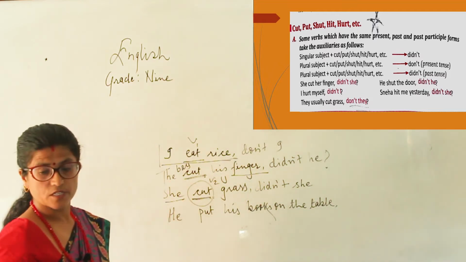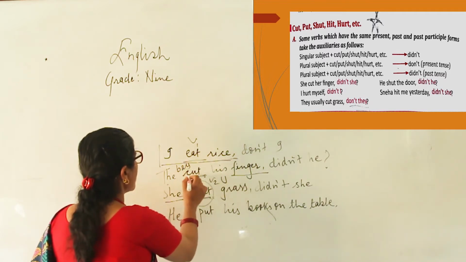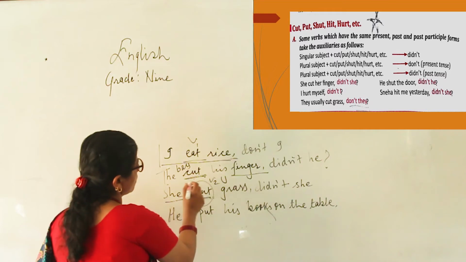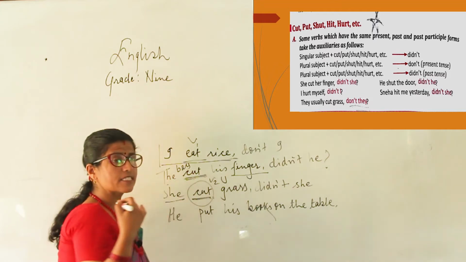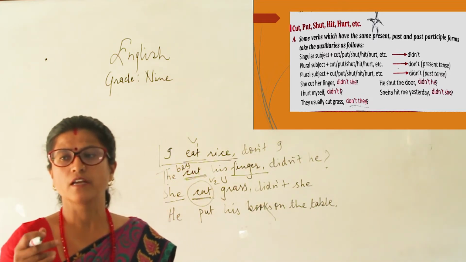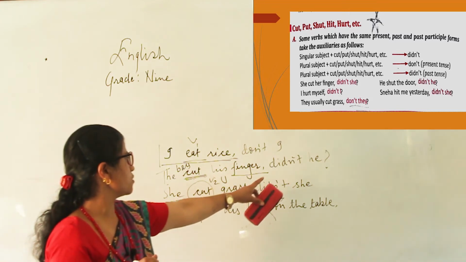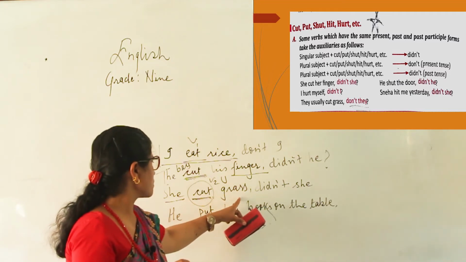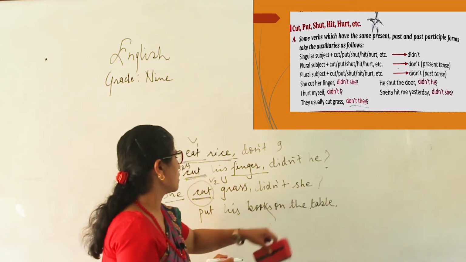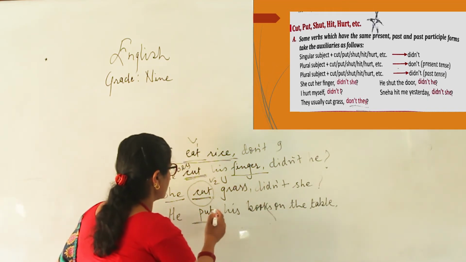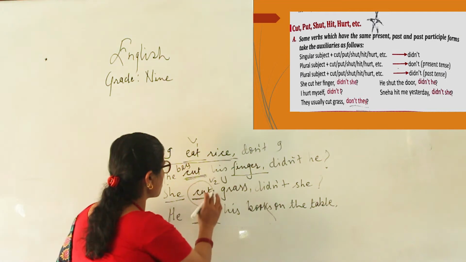Let's see once again, my dear students. I eat rice, don't I? V1. The boy cut his finger. Here also, the boy cut his finger, didn't he? We use didn't because if it was in present tense, there would be S or ES. So the action is already completed. That's why to denote it, we use the past form. The action is done in past. That's why did is used. And she cut grass, didn't she? And he put his book on the table also. Here, if it was present, there would be S or ES. So these verbs are all in past tense.